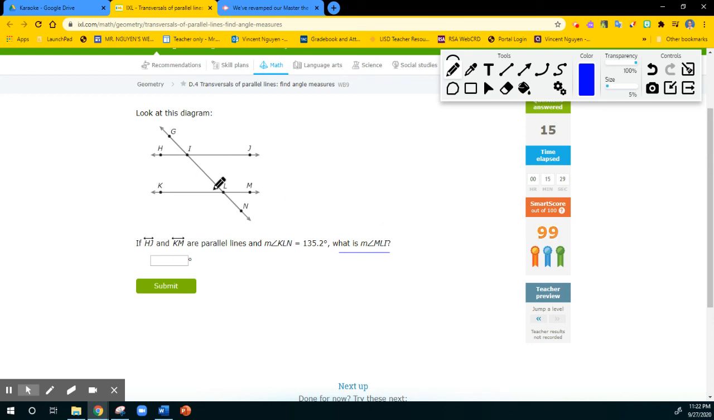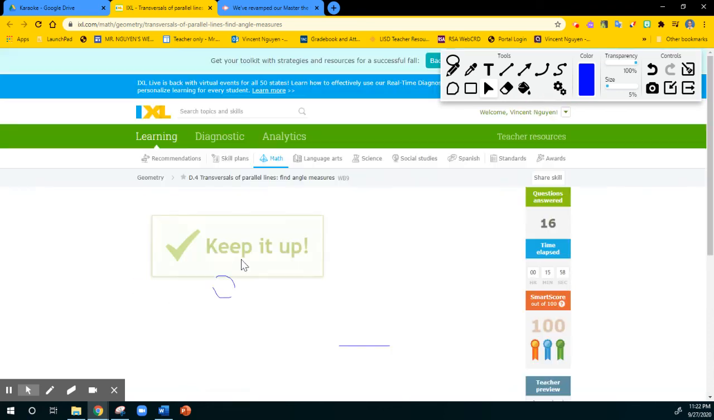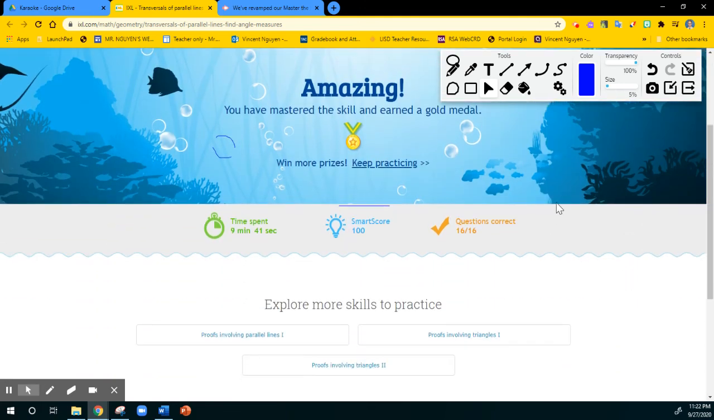MLI is this thing right here. I was like, MIL? KLN. Okay, they give us another vertical pair, so this is congruent again. Okay, guys, I'm sorry that this practice has a lot of congruent relationships, but just know that there are also supplementary relationships where you add them up to 180, right? So submit. All right, we are done.